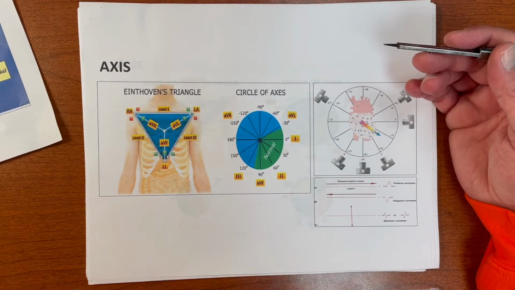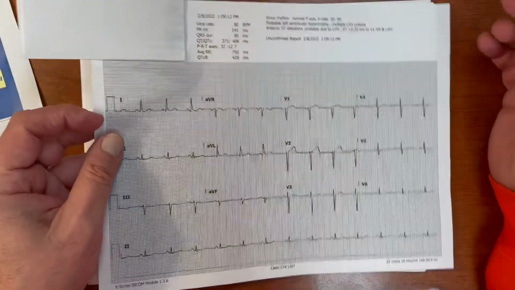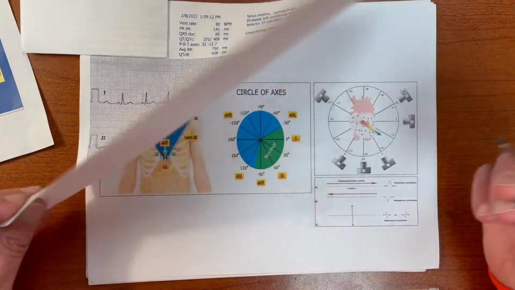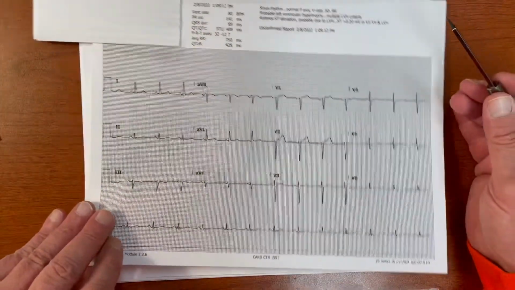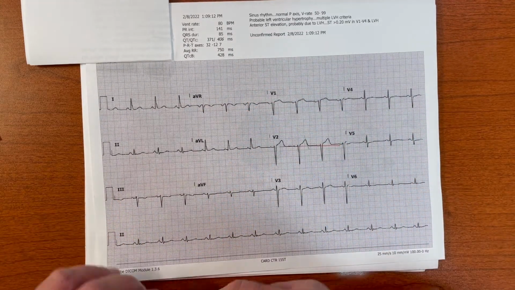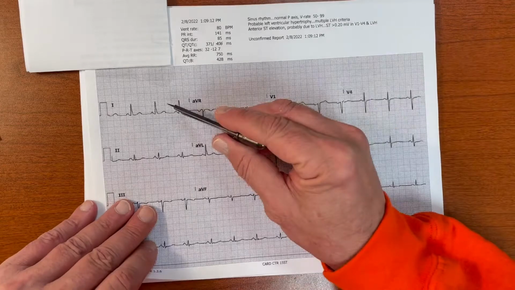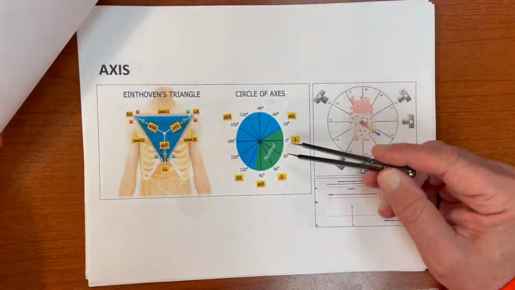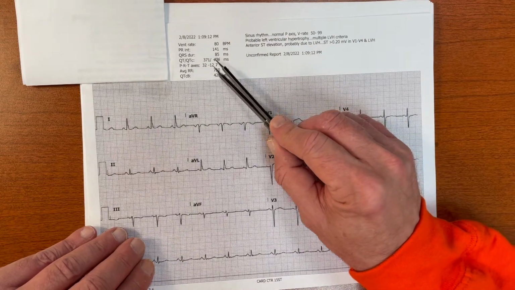This EKG shows the opposite. It shows negative complexes in 3 and F. That is, I'm going away from 3 and F, so I must be going up this way towards AVL and 1. Indeed, AVL and 1 are both positive, and of the two, 1 is more positive. Okay, see that? I'll use my calipers. More positive, both are positive. This is more positive because it's got a taller R. So I'm really lined up more on 1. Okay, and indeed the QRS axis measured here is like minus 12 degrees, almost horizontal.